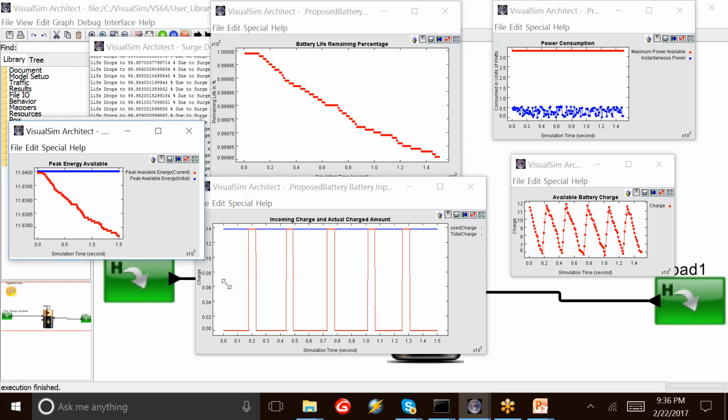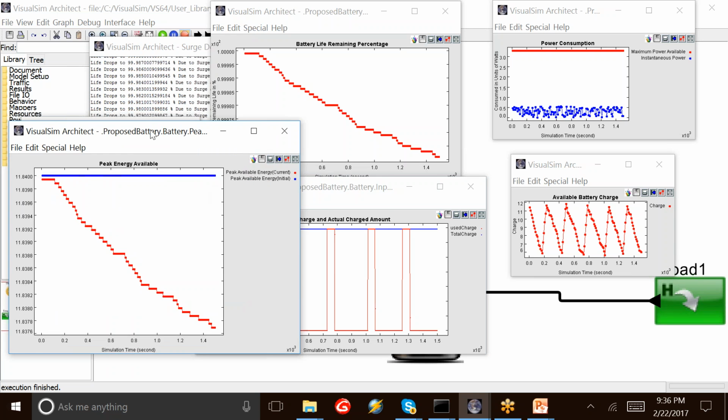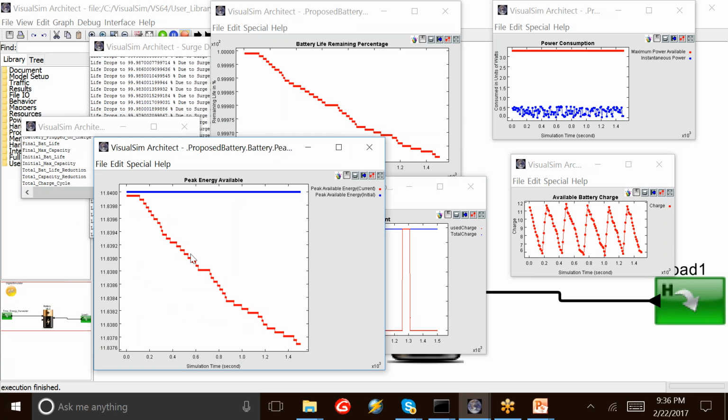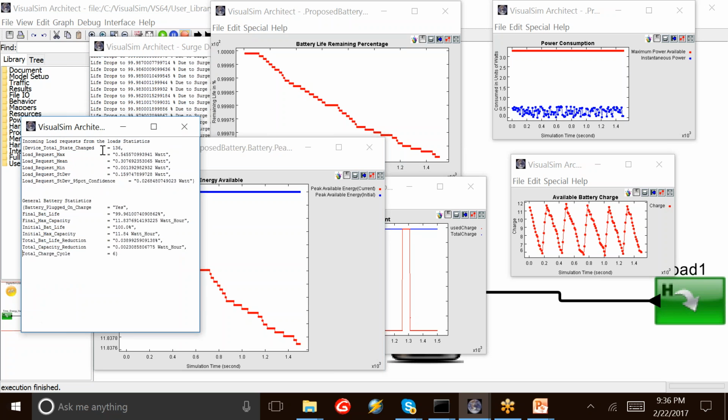This one here shows me what my peak energy is and what the available energy is since the initial time, because of the battery aging process, the maximum power actually starts reducing. So you can see how much that reduction is. Now we do generate some statistics as well.